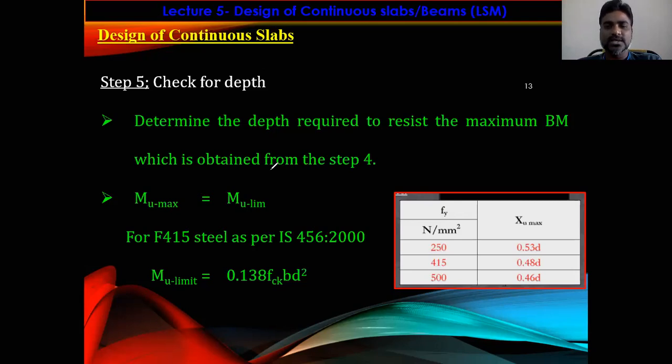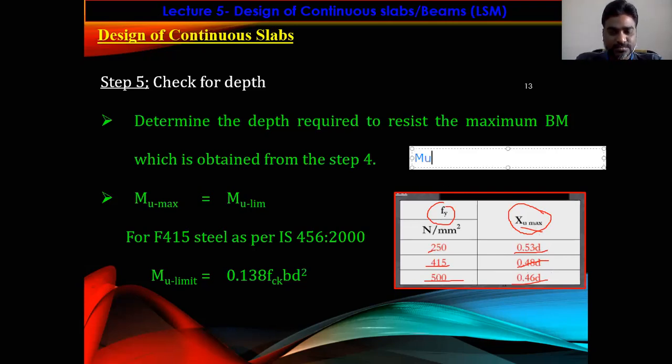Mu limit is nothing but the moment of resistance corresponding to the balanced section. That means the limiting depth of neutral axis, that is Xu max. That Xu max can be determined from IS 456 2000 based upon the grade of steel. For Fe250 it is 0.53d, for Fe415 it is 0.48d, and for Fe500 it is 0.46d. And you can calculate the Mu limit, and that Mu limit is nothing but what?